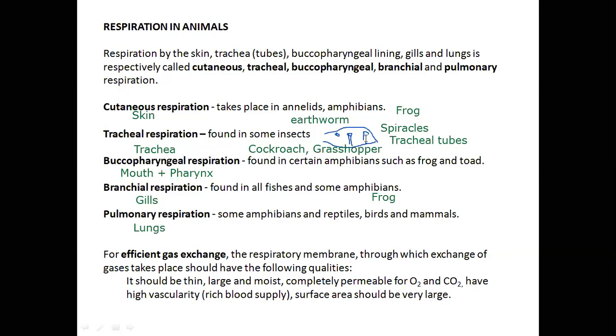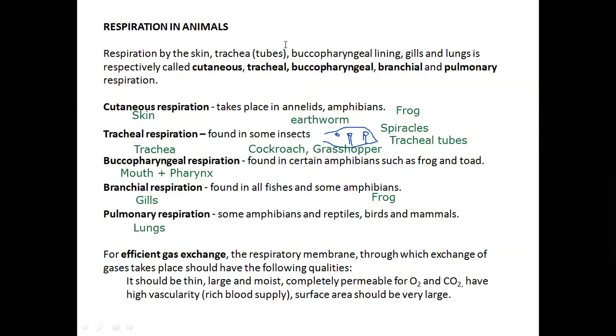And in the case of frogs, pharyngeal respiration occurs. That is respiration that occurs through the mouth and pharynx. Mouth and pharynx are involved. That is known as buccopharyngeal respiration.